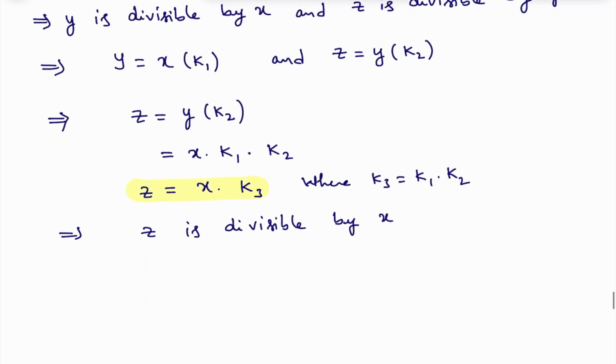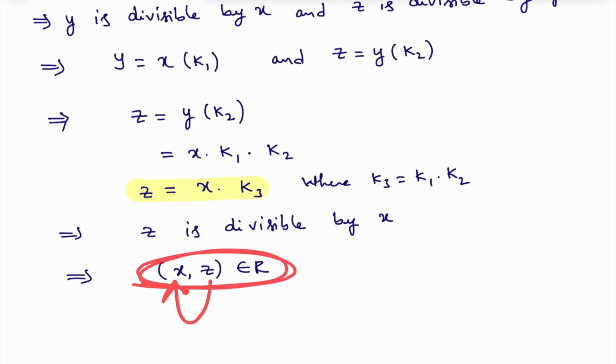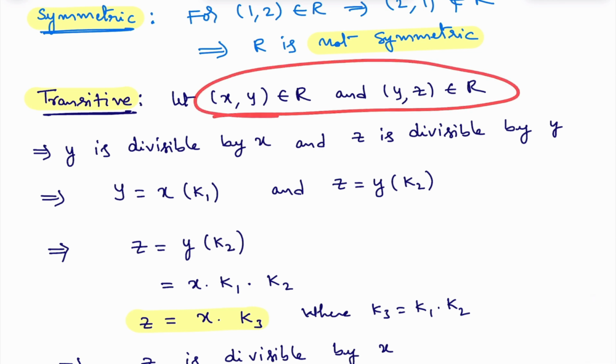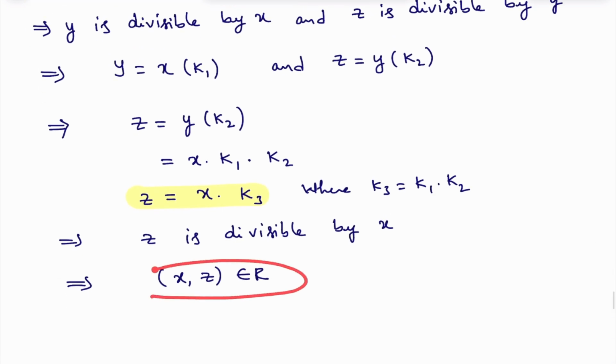If z is divisible by x, then what can I write? I can write that x comma z belongs to this relation. When x comma y and y comma z belong to R, and z is divisible by x, then we came to know that x comma z also belongs to this relation.